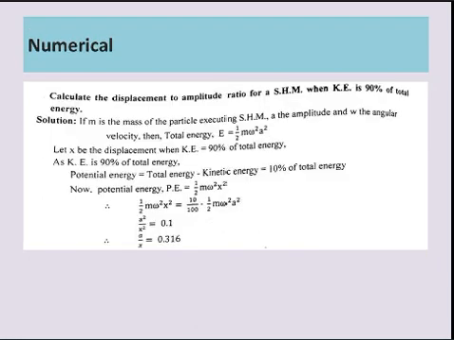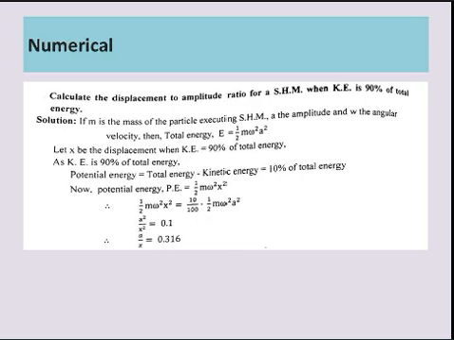Calculate the displacement to amplitude ratio for a simple harmonic motion when kinetic energy is 90% of the total energy. Here, we are interested in finding the displacement to amplitude ratio. It is given that kinetic energy is 90% of the total energy. We know that total energy is the sum of kinetic energy and potential energy. If kinetic energy is 90%, potential energy will be equal to 10% of the total energy. So let us solve this problem.